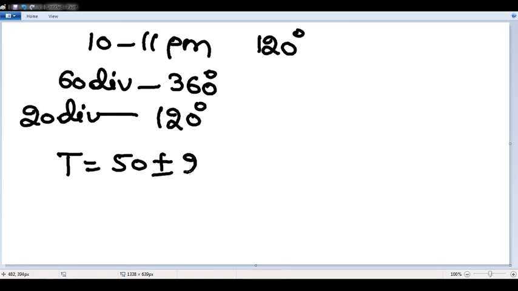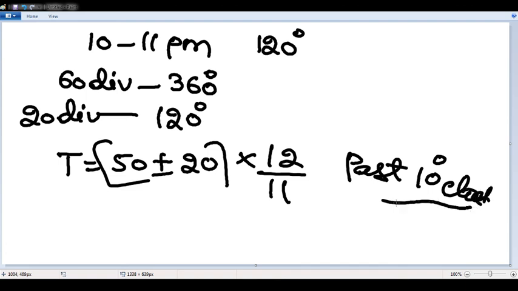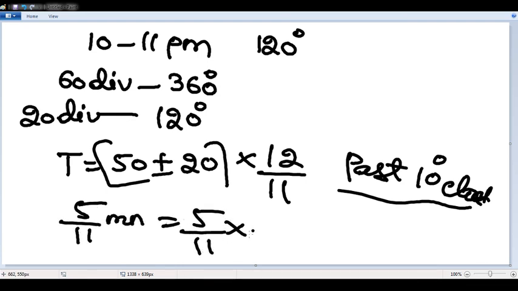50 plus or minus 20 into 12 by 11. Past 10 o'clock. Into past 10 o'clock. I hope it is clear, sir. Right? Now if it is a fraction and everything, if it is 5 by 11 minute is there, 1 minute is 60 seconds, so 5 by 11 into 60.